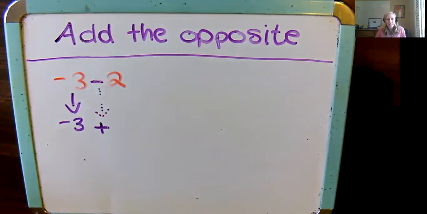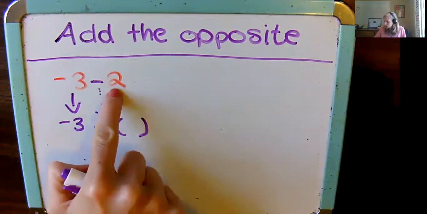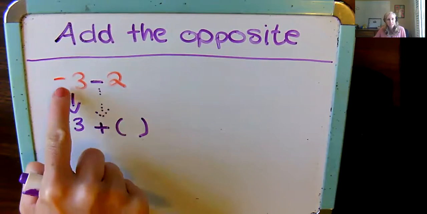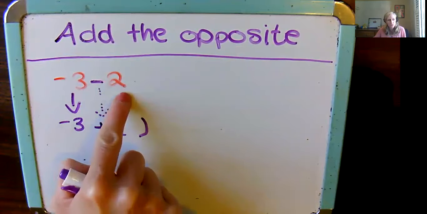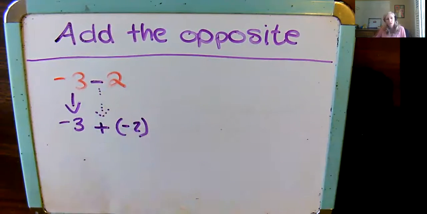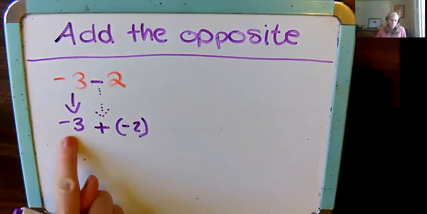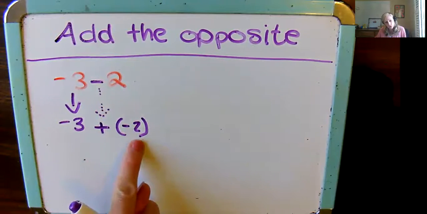And then we're going to take the opposite of our second integer. This is a positive 2. It's -3 minus positive 2. The opposite of positive 2 is -2. So now we have -3 plus -2. We have -3 and -2.